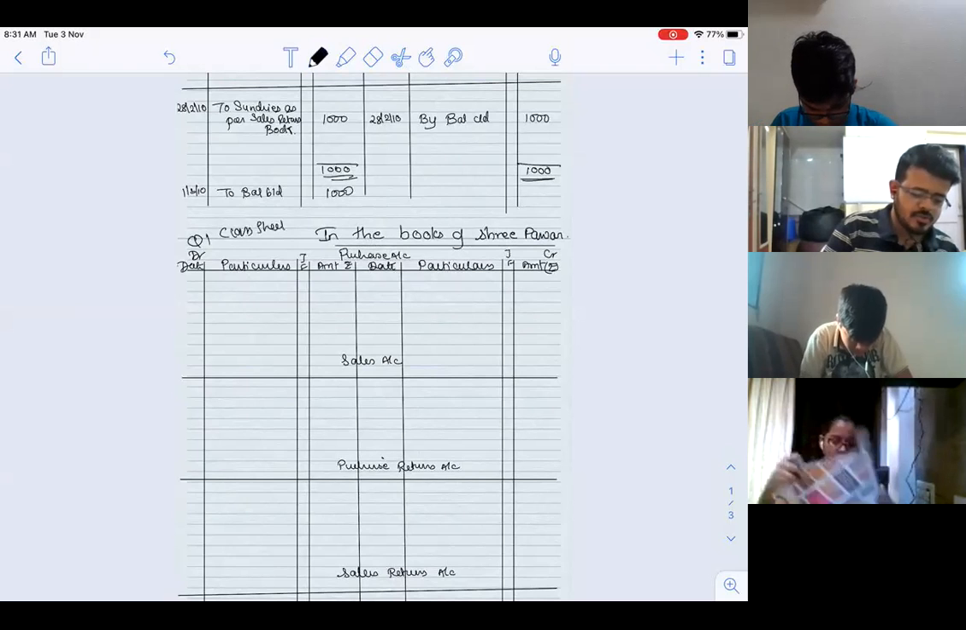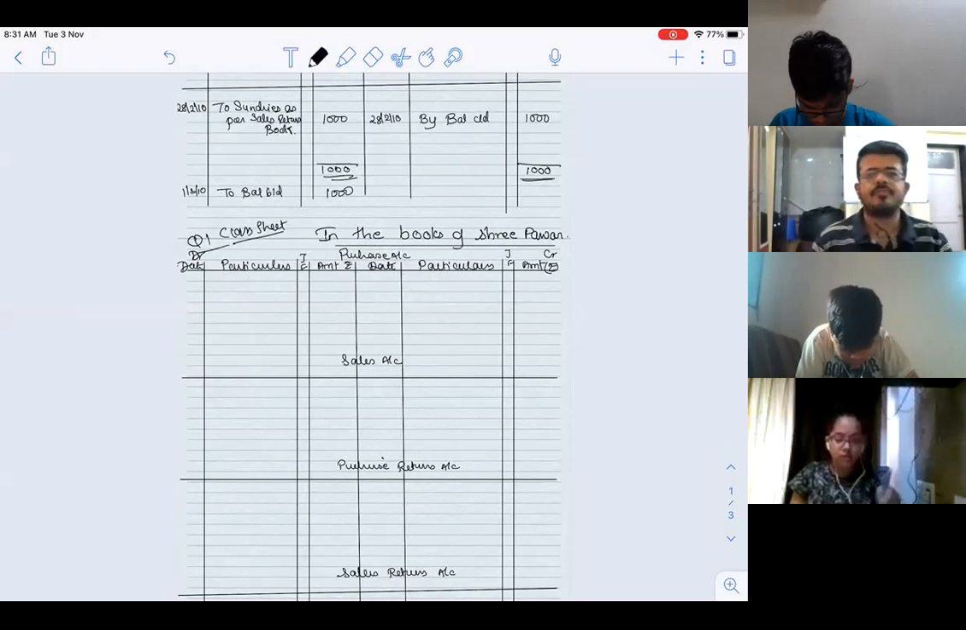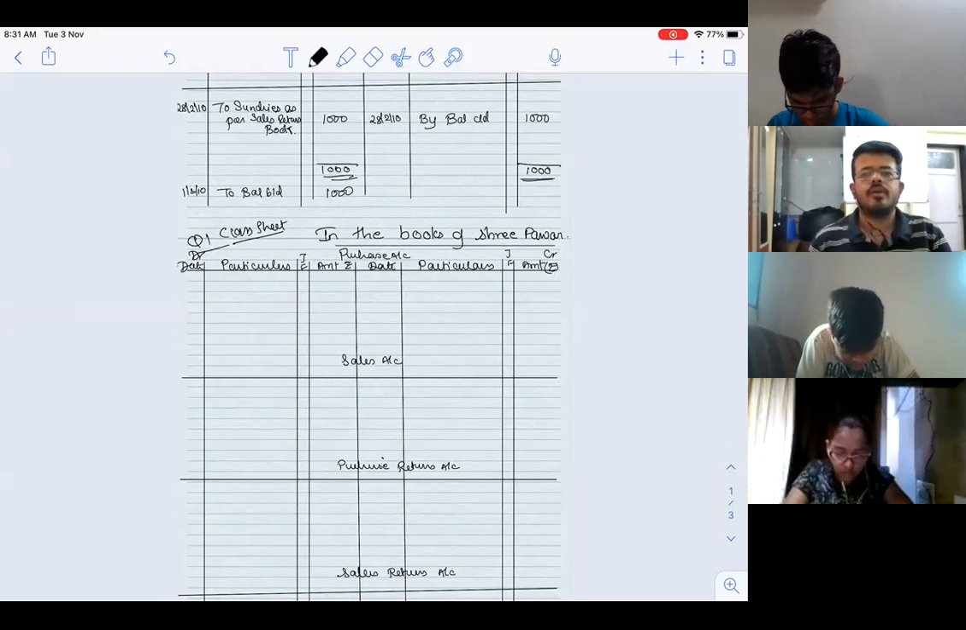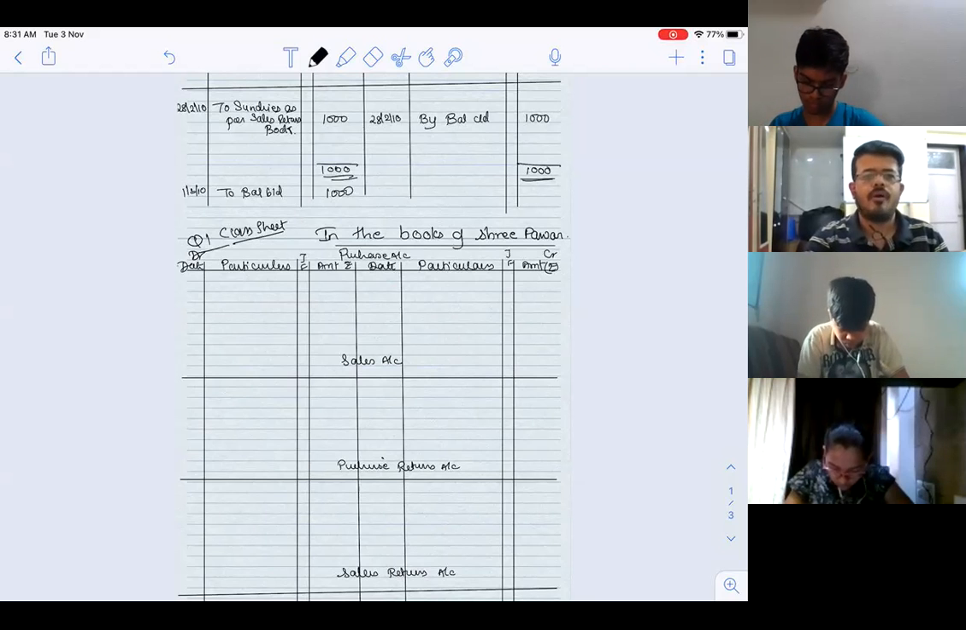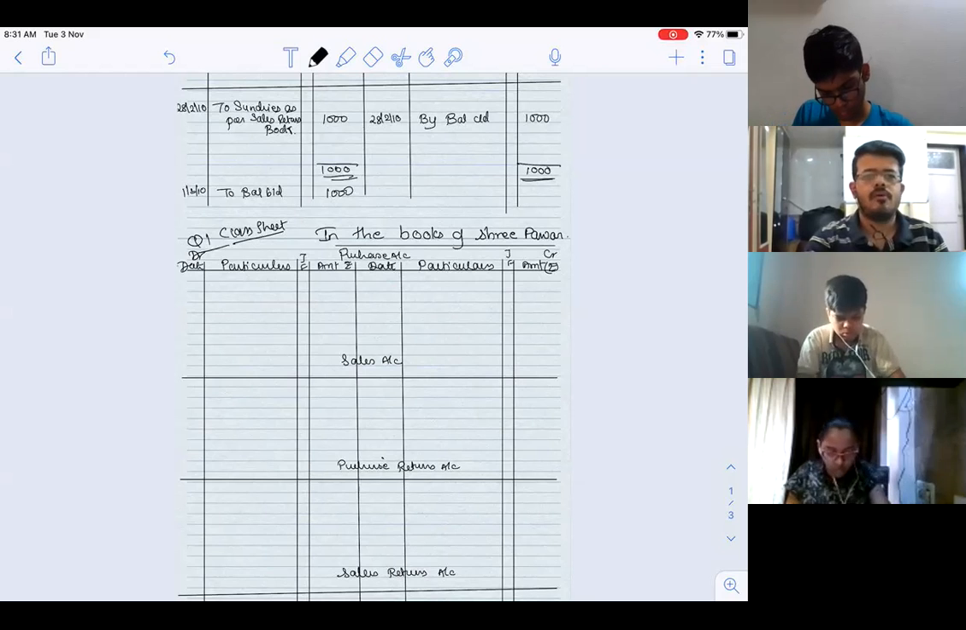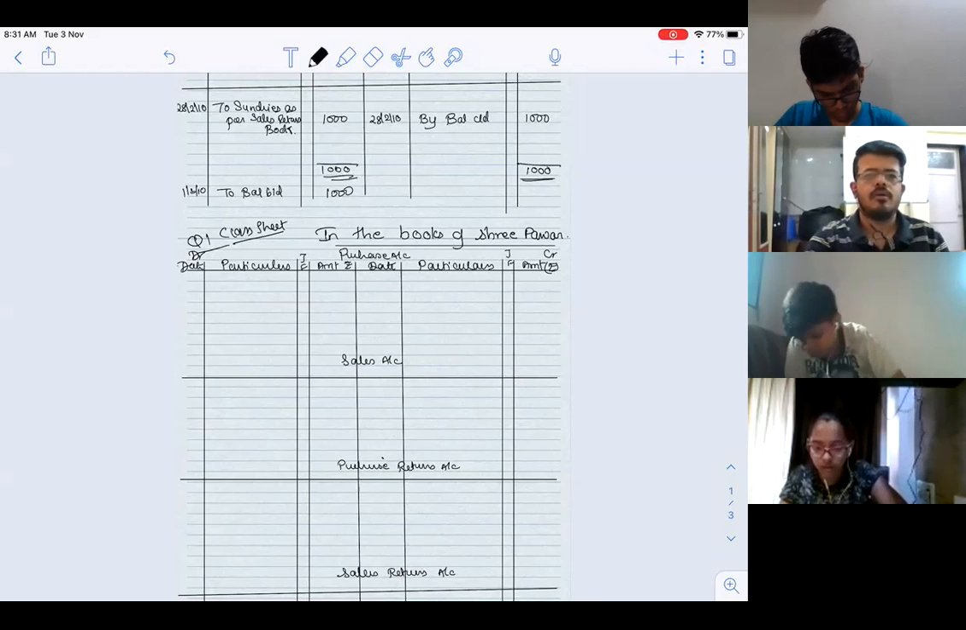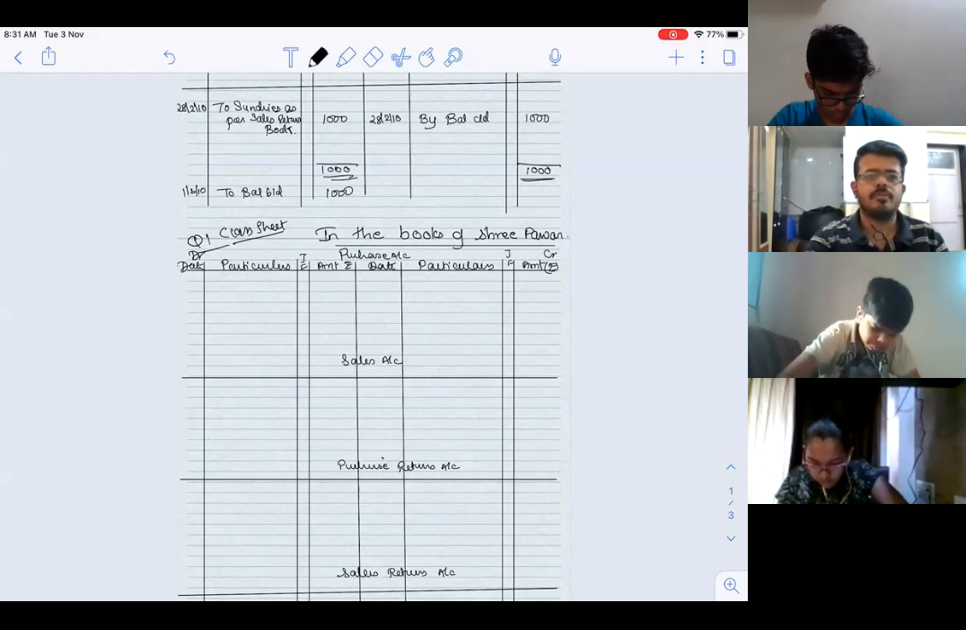Here is question number 1 of the class sheet. In the subsidiary book of Shri Pawar.